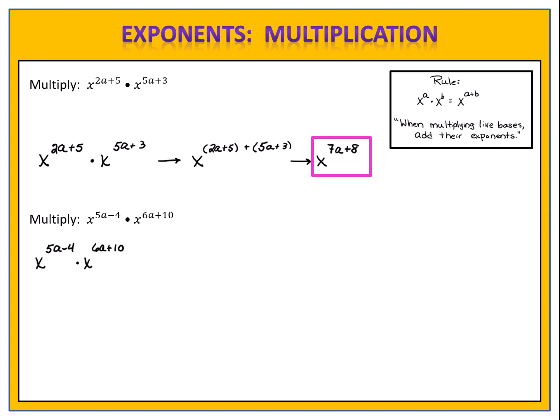We notice we have like bases, both being x, so we can add the exponents together: 5a minus 4 and 6a plus 10. To add those exponents, we combine the like terms. We have 5a and 6a, which is 11a, and negative 4 plus 10, which is positive 6. So x to the 11a plus 6 power.